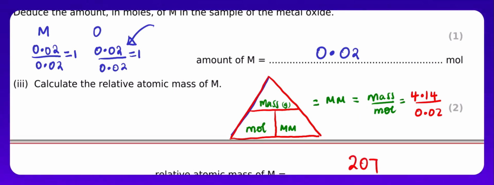So that is it. The only knowledge that you are supposed to retrieve is on how you can find the molar mass. The molar mass in this case is the relative atomic mass of that metal. So this triangle might be helpful. That is good.